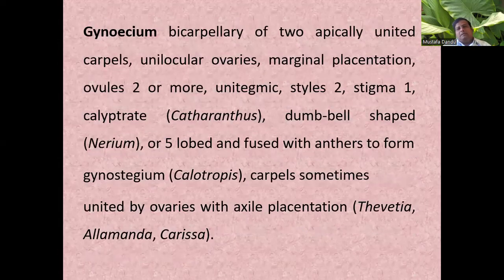The gynoecium in this family is bicarpellary, often of two apically united carpels. The ovary is unilocular, placentation is marginal. Ovules may be two or more. Unitegmic. Styles may be two. Stigma one. They are dumbbell shaped or five lobed and fused with anthers to form the gynostegium. Carpels sometimes may be united by the ovary with axile placentation, like in Thevetia and Allamanda.